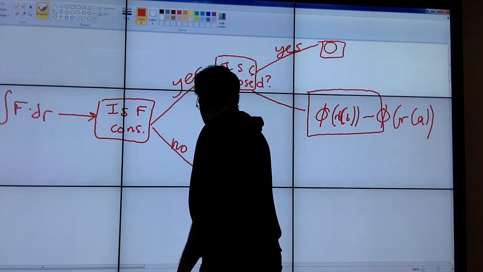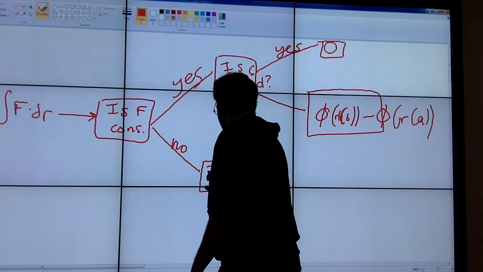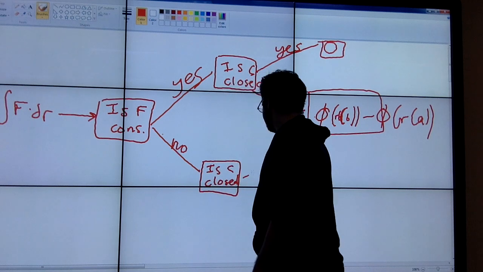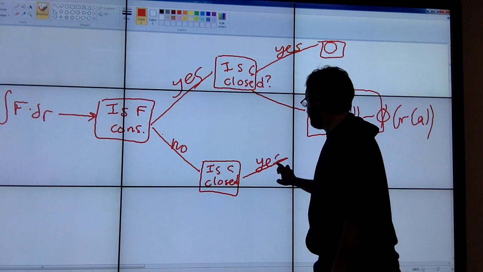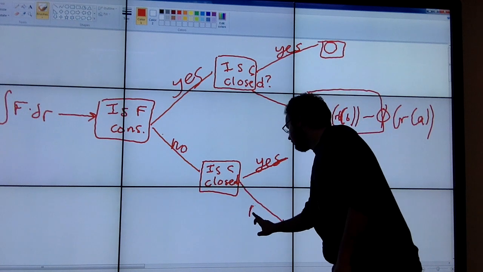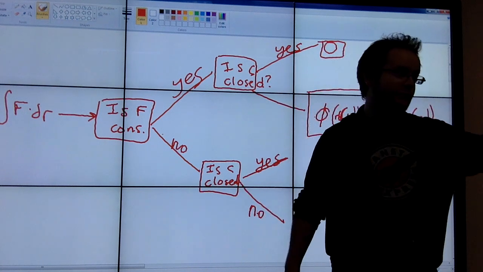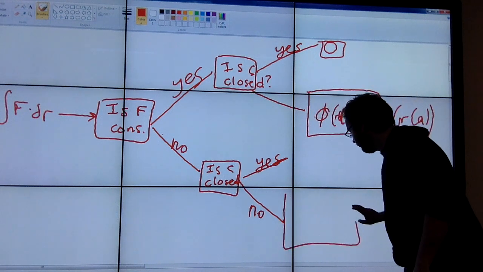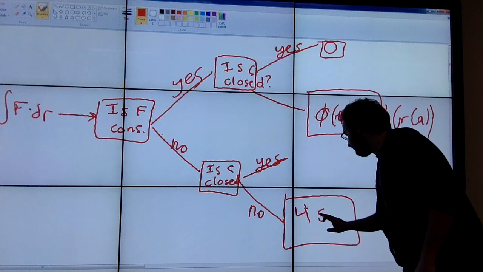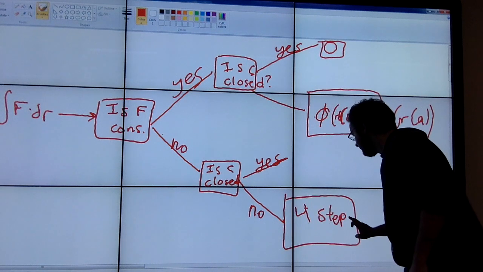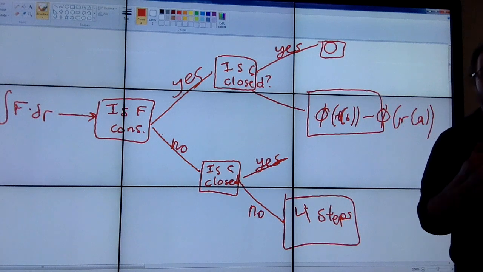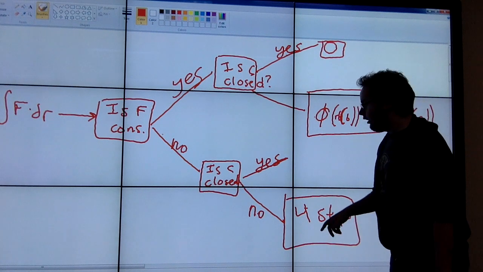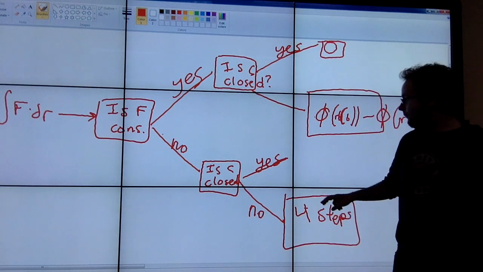If f is not conservative, we still ask ourselves, is C closed? Actually, let's start with what happens if the answer is no. If f is not conservative and C is not closed, you have to do the usual 4 steps. What are those 4 steps? Step 1, do what? Parameterize. Step 2, do what? Compute the r_u cross r_v or the r prime, the magnitude, r prime of t magnitude. Plug in, and then step 4, integrate.